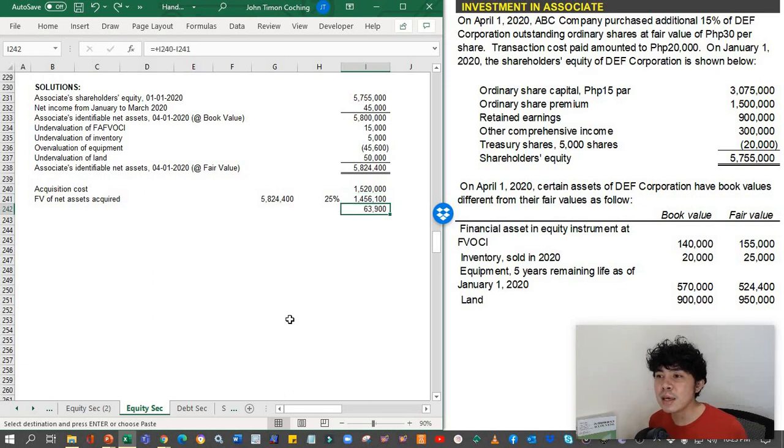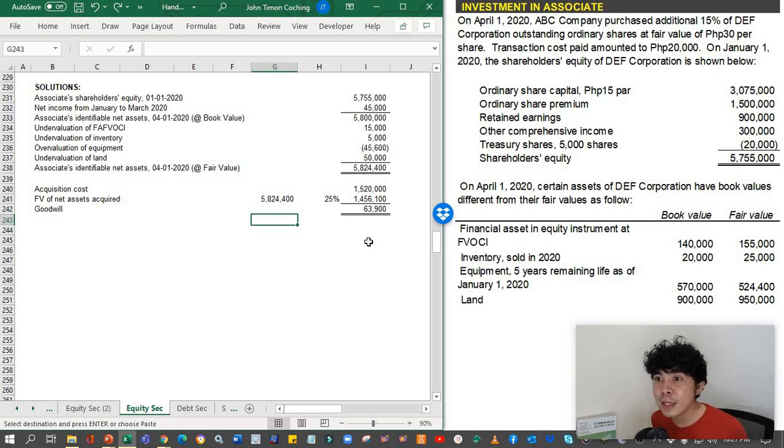Tapos, kunin mo ngayon yung difference. Ang difference is 63,900, which is mas malaki yung pinangbili kaysa doon sa binili na fair value ng net assets. So, ibig sabihin, itong excess na to is what we call the goodwill. So, yan yung letter A sa paragraph 32 ng PAS 28. So, 63,900 ang ating goodwill. So, halimbawa naman, mas mababa yung cost kesa sa fair value ng net assets acquired. So, kapag ganun, yung difference is your negative goodwill.